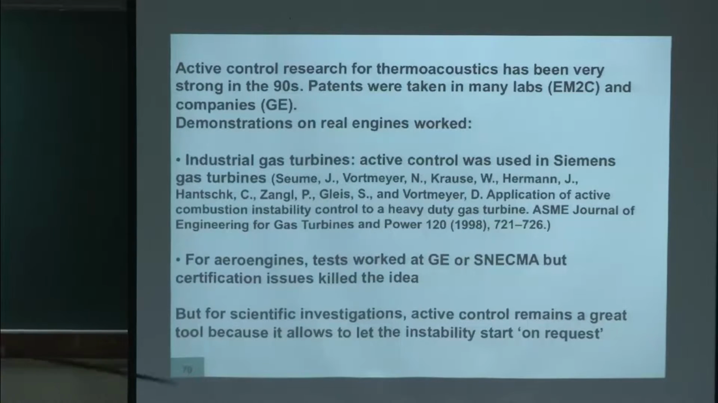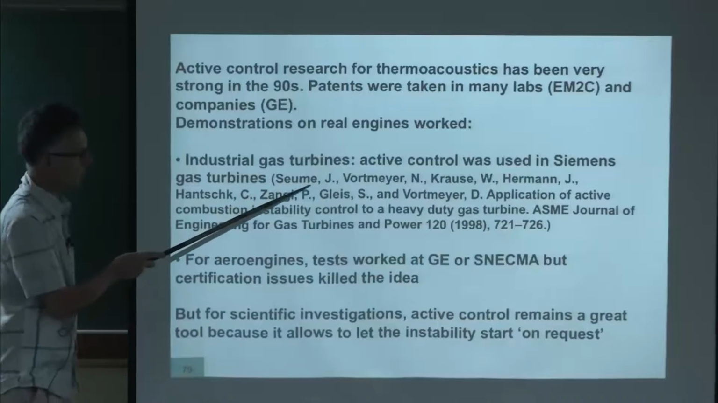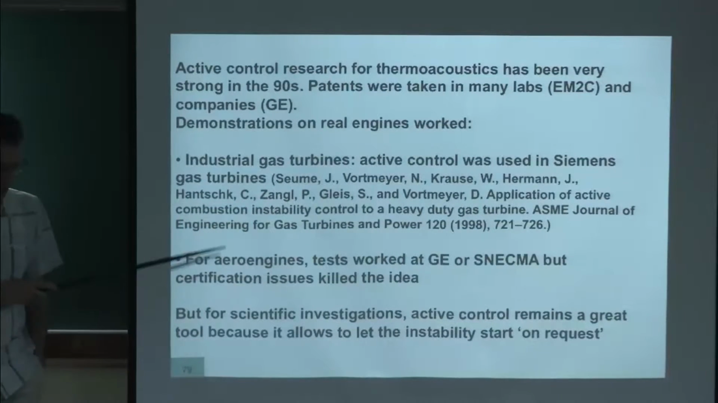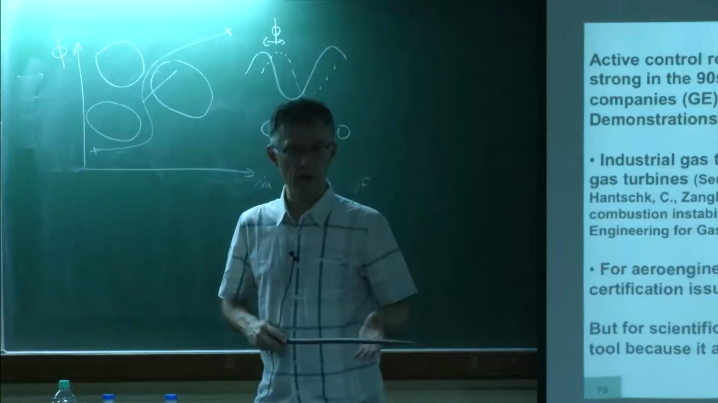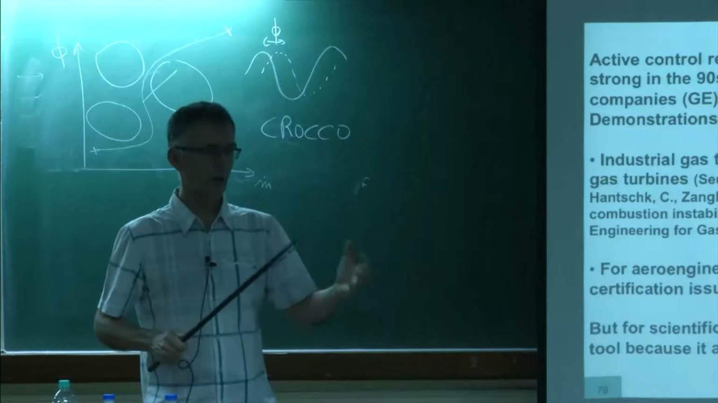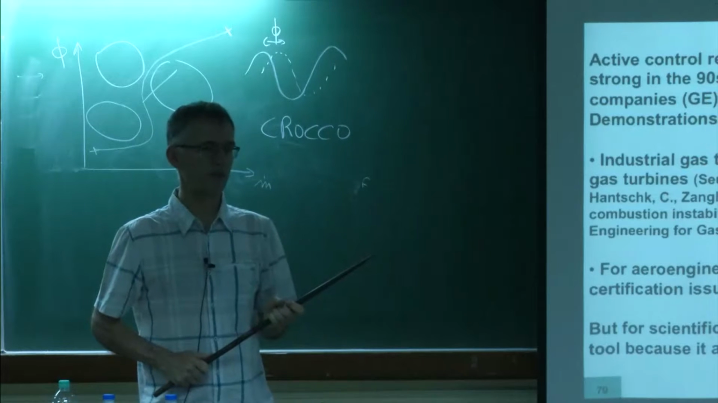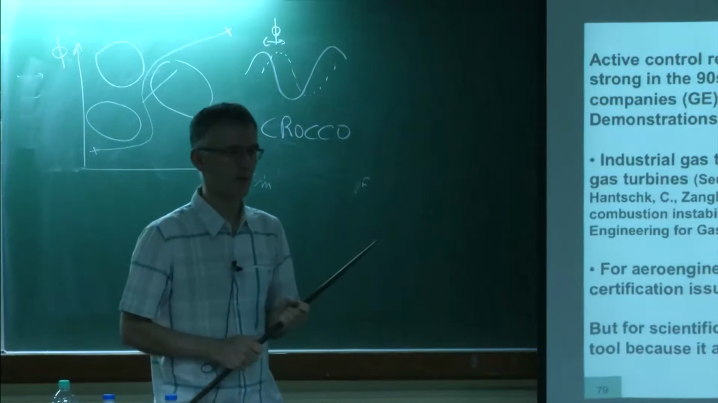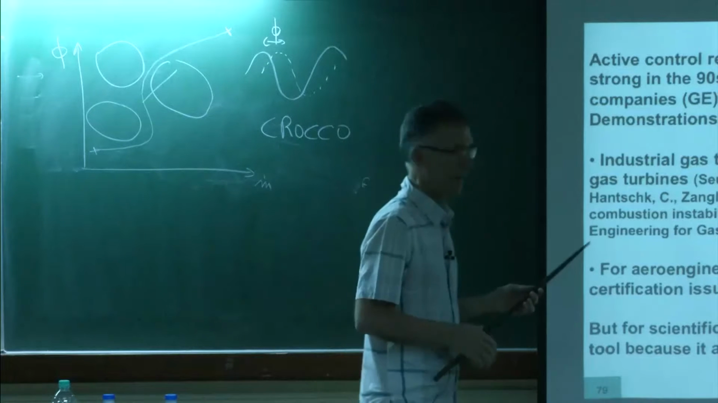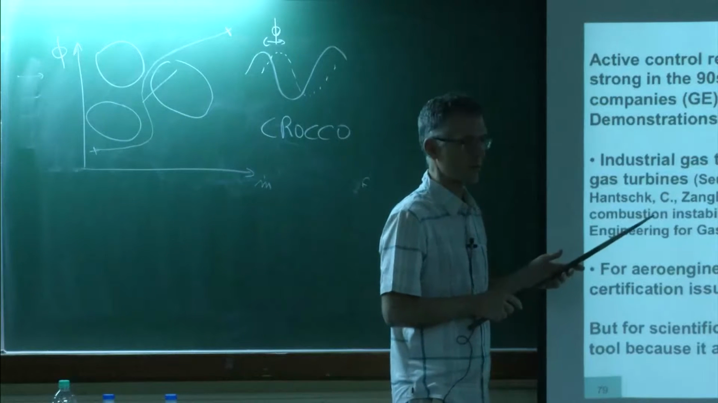There's a big demonstration here in this paper by Sömer. You can get it in this journal. They installed on a 24 burner system a full instability control system. The cost was of the order of 1 million euros, so it was very big, but it worked. We were able to do it. But the problem was the cost.